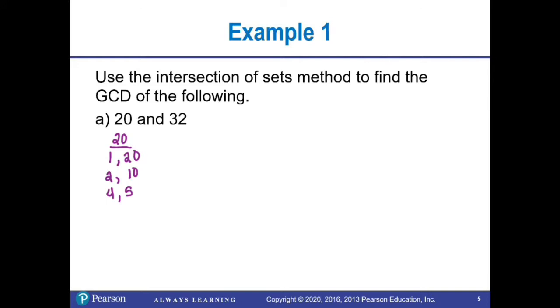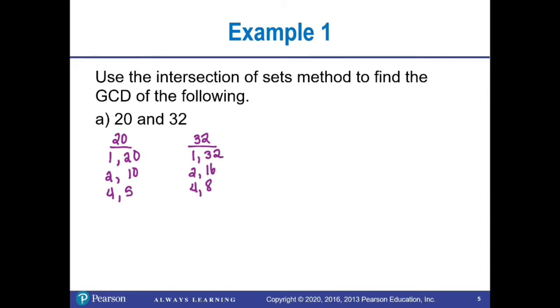Now let's do the same thing and find the divisors of 32. So 1 goes into 32 32 times. After 1 comes 2. 2 goes into 32 16 times. 3 is not a divisor of 32. Then we have 4. 4 goes into 32 8 times. After 4 is 5. 5 is not a divisor of 32. 6 is not a divisor of 32. 7 is not a divisor of 32. And notice that 8 is already in my list. So I found all of my divisors of 32.